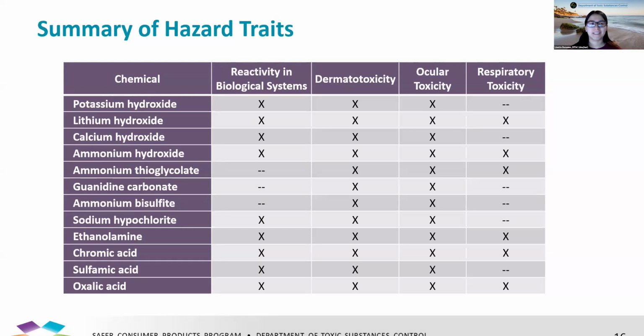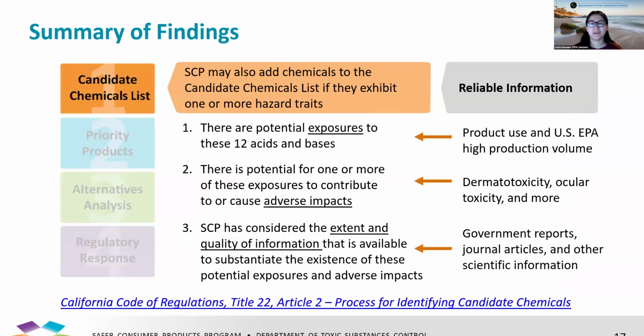To summarize the information presented today, we'll take another look at the evidence that we've presented for adding these chemicals to SCP's candidate chemicals list. First, we've shown that there are potential exposures to the 12 acids and bases that we're proposing to add through various products that they can be found in. Second, we've shown that there's potential for one or more of these exposures to contribute to or cause adverse impacts, as demonstrated through the identification of hazard traits. Some examples that Venice mentioned in today's presentation included skin, eye, and respiratory impacts.